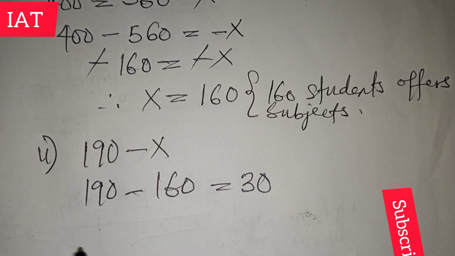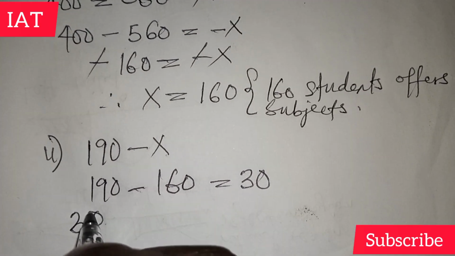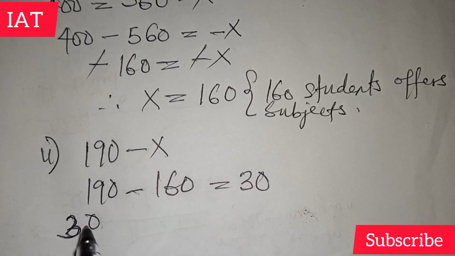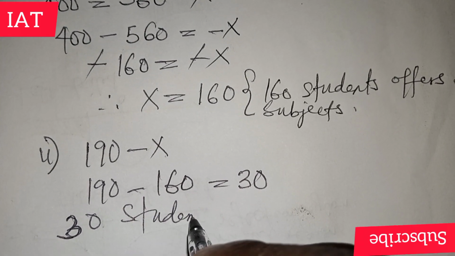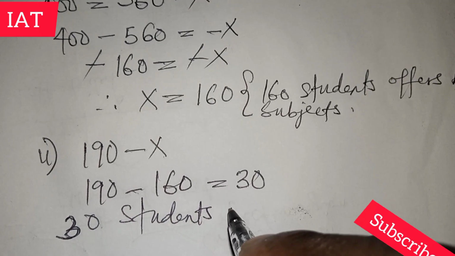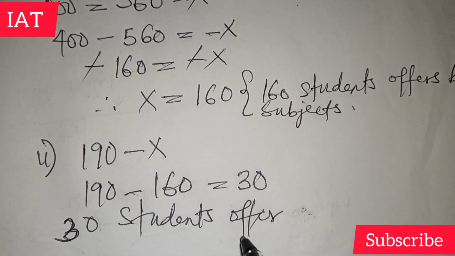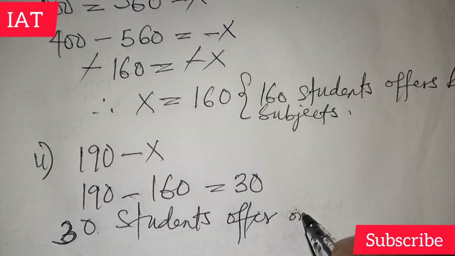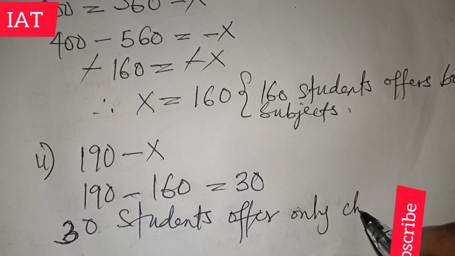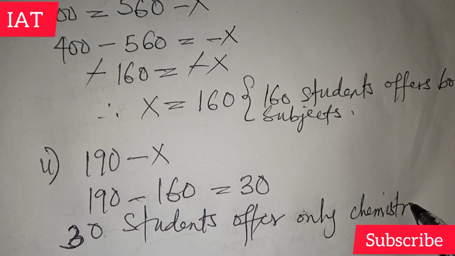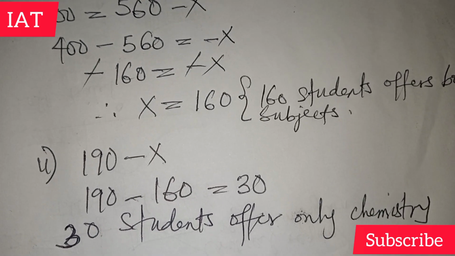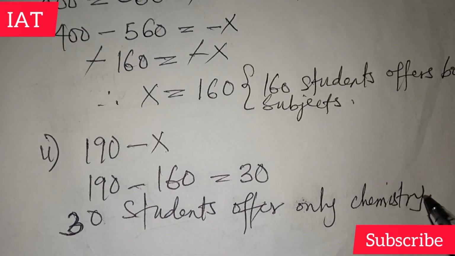So it means that 30 students offer only chemistry out of the 400 students in the school. So this is the answer to this problem.